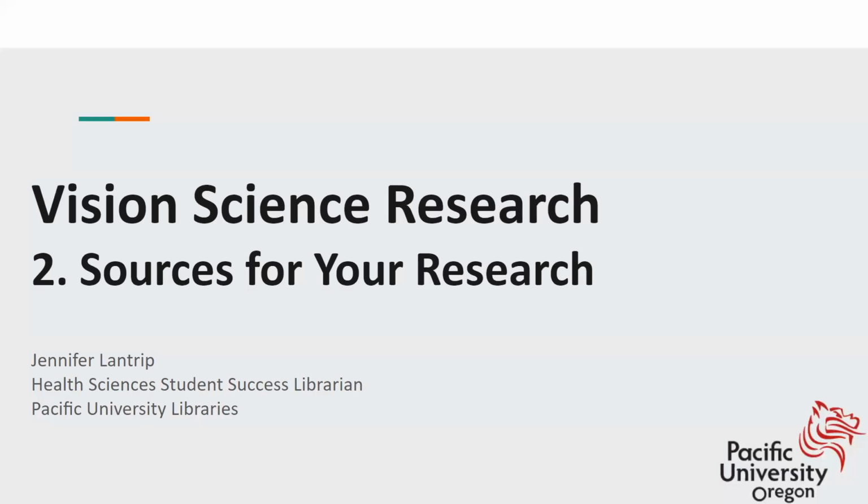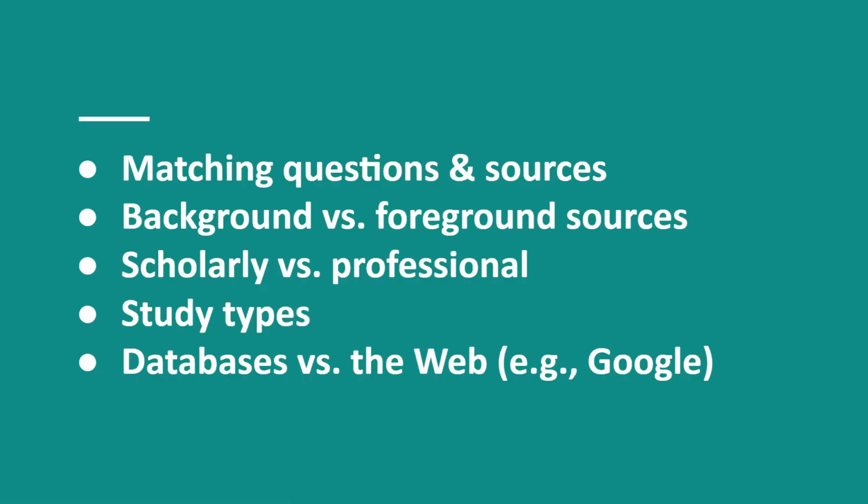Welcome to our second Vision Science research video about the different types of sources to select from for your literature searches. In this video, we'll cover matching different types of questions to different types of sources. Sources with background information, such as overviews of a topic, and sources with foreground information, such as research studies on very specific topics, which are where you'll find your evidence to make your clinical decisions.